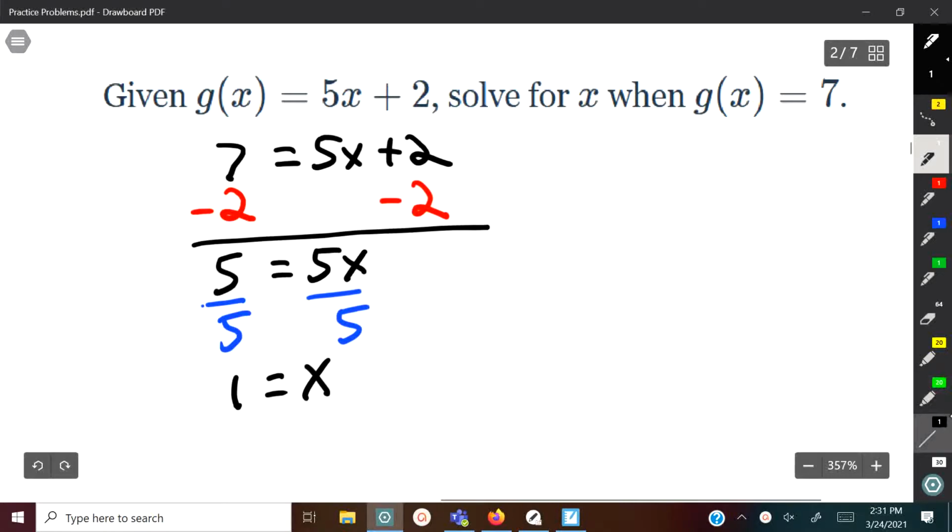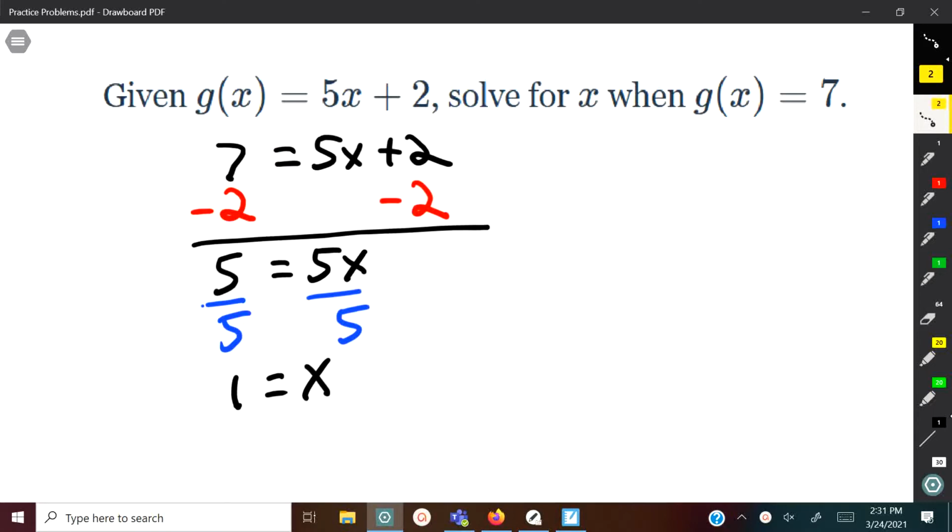Alright, so what you should get is 1 is equal to x, or x is equal to 1. Okay, we plugged in, we got g of x here is equal to 7. We plug it in that y part, that g of x part here, and then we solve the equation. Subtract 2 on both sides. 7 minus 2 is 5. 5 is equal to 5x. Divide by 5 on both sides, and x is equal to 1.